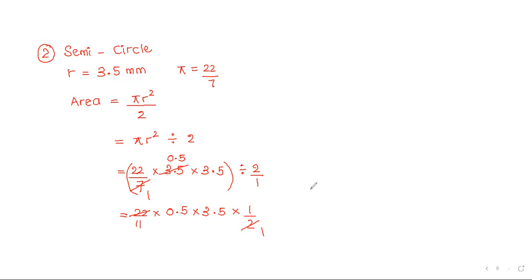Now it is more simple. I have 11 multiplied by 0.5 multiplied by 3.5. This is all about decimal multiplication. Now what do I do? First, I multiply 11 by 5, right? So what will be the answer? The answer will be 55. Then I multiply this 55 by 35, right?